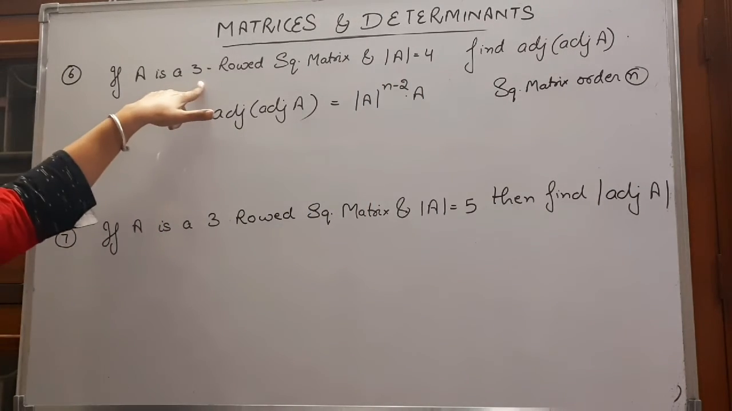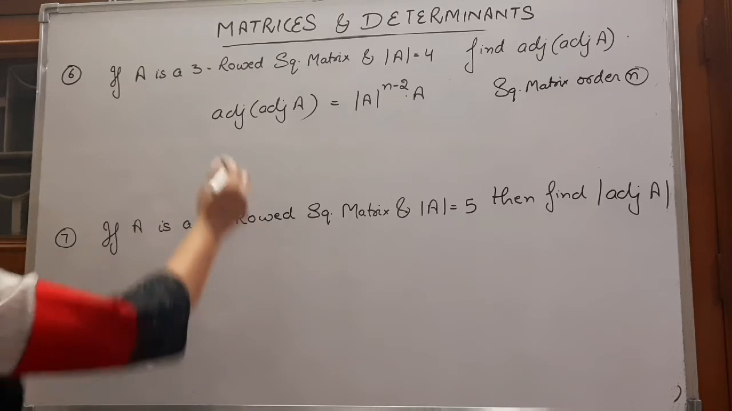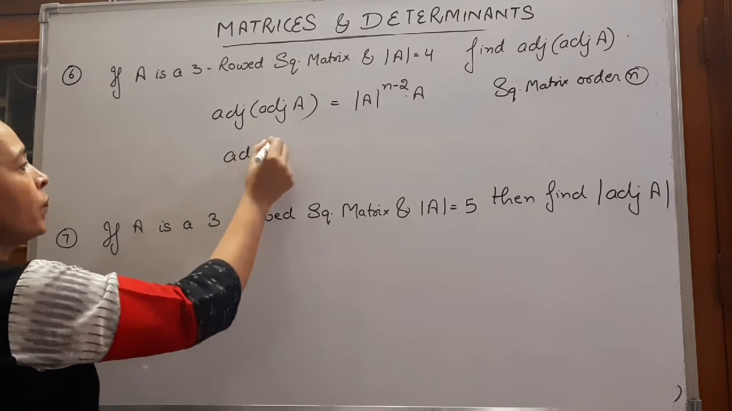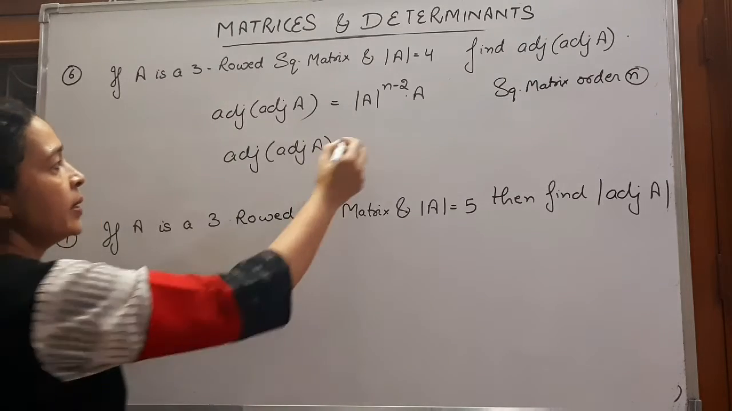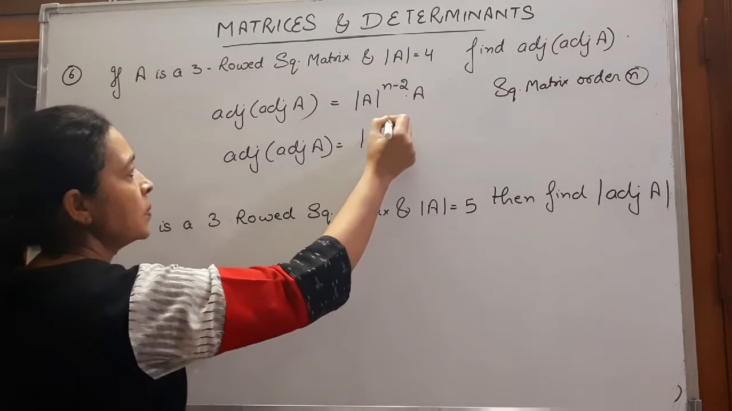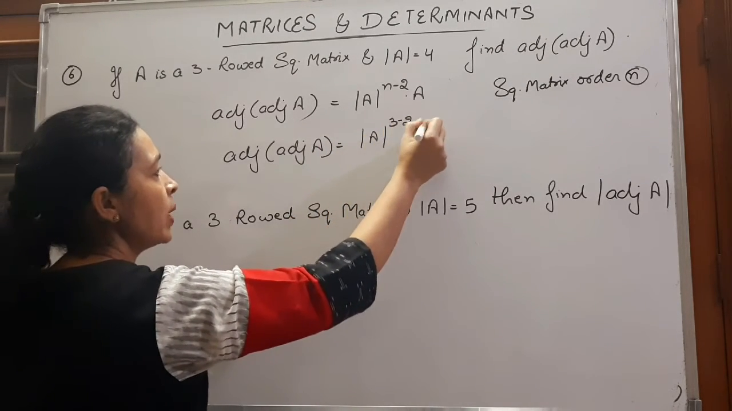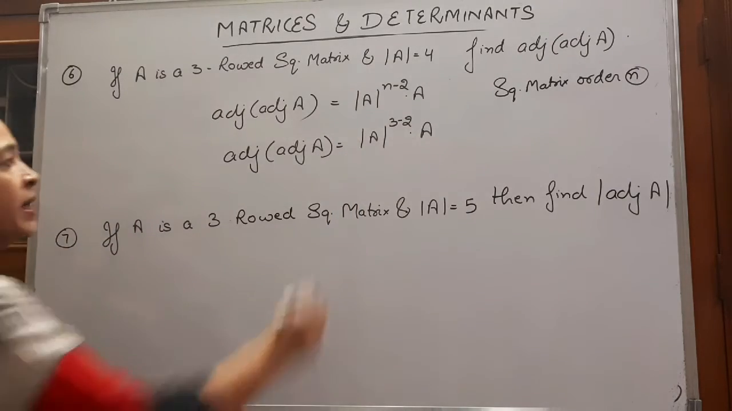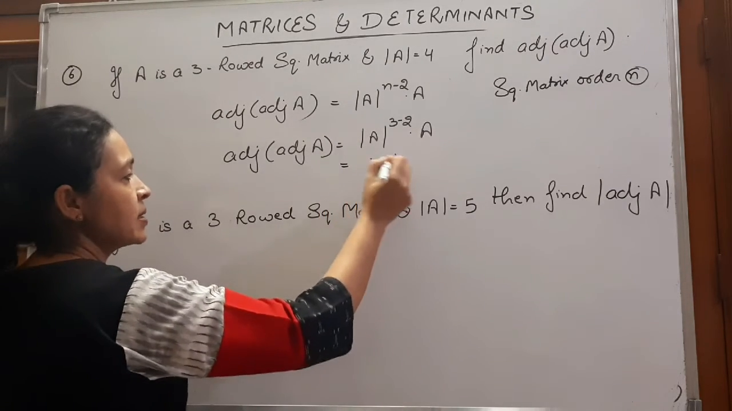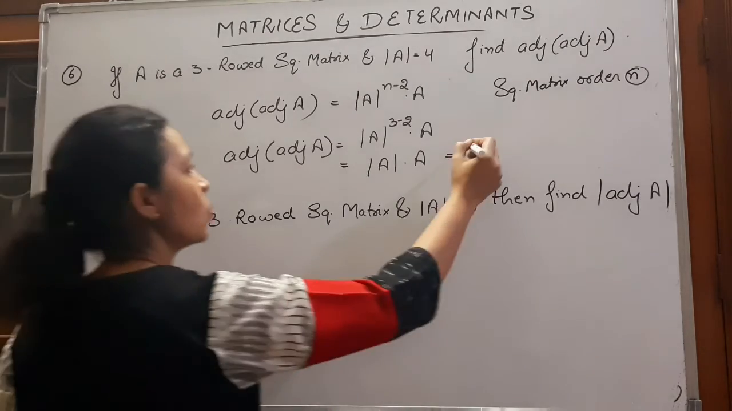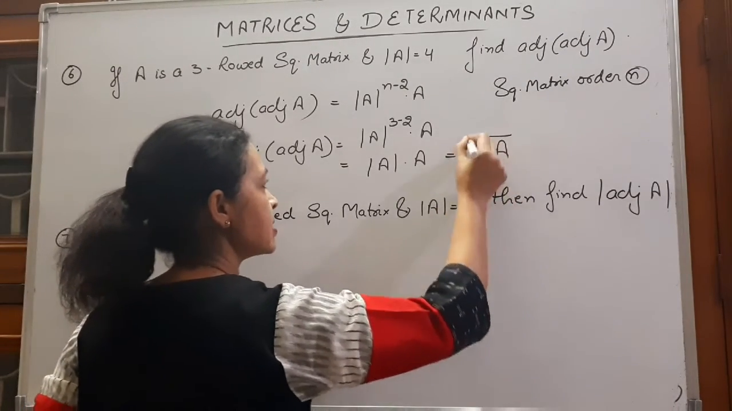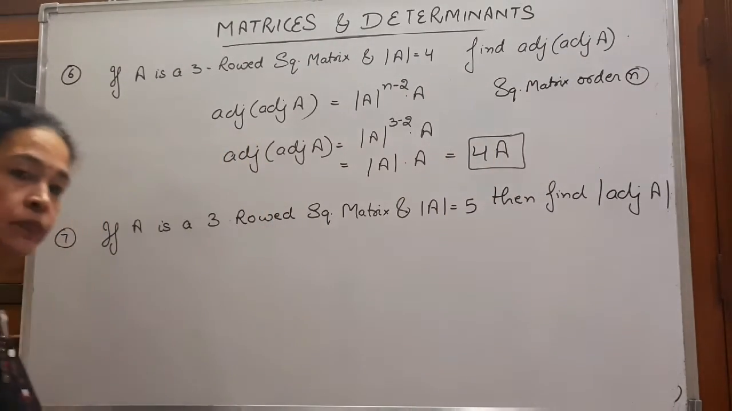Now in this case the order is 3 by 3. So adjoint of adjoint A in this particular question will be determinant of A to the power 3 minus 2 into A. Determinant of A to the power 1, that is determinant of A into A. What is determinant of A? 4. So 4A. This is our answer.